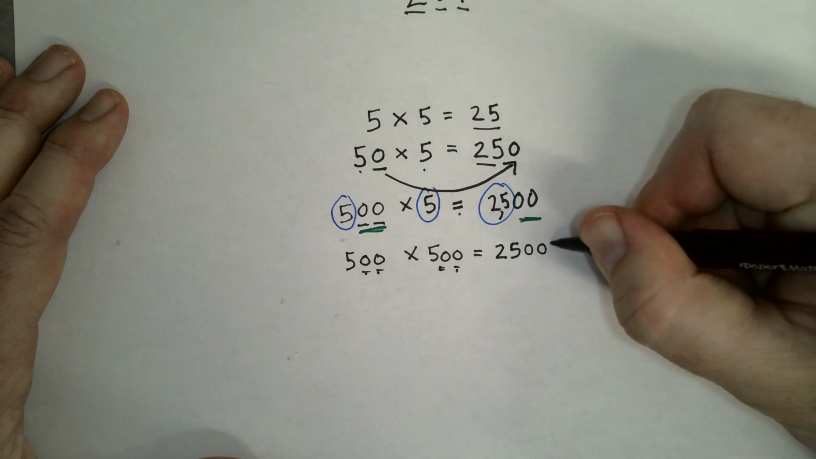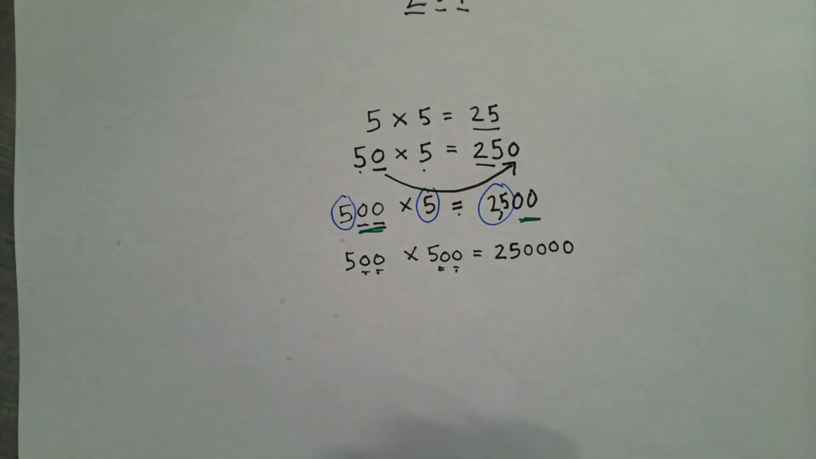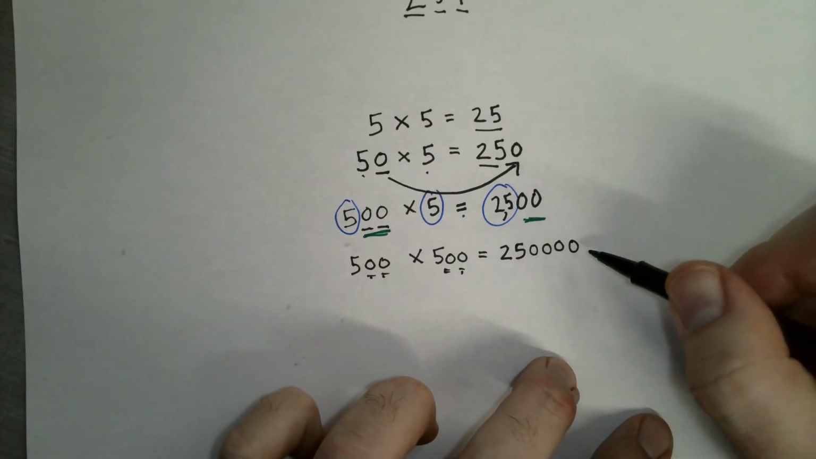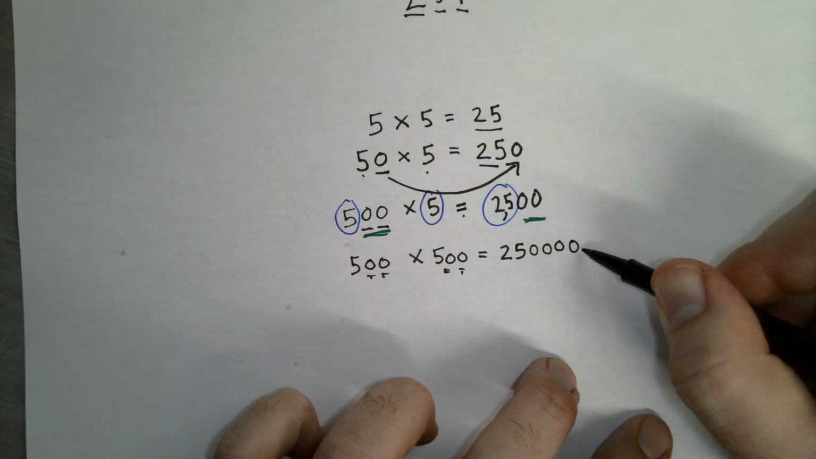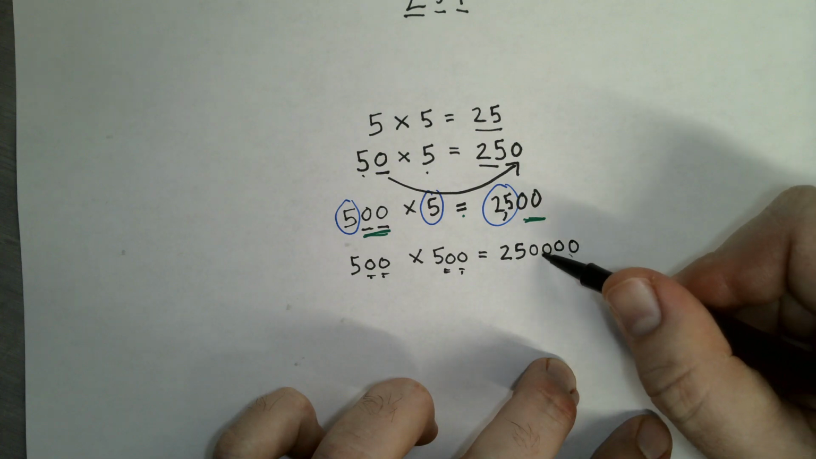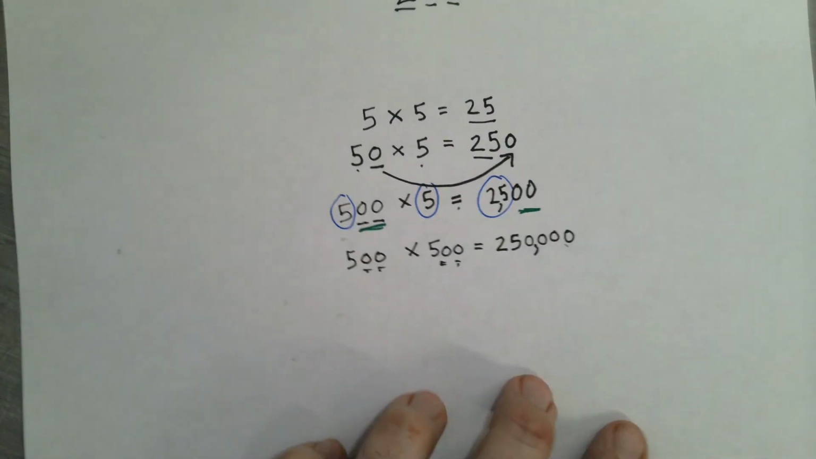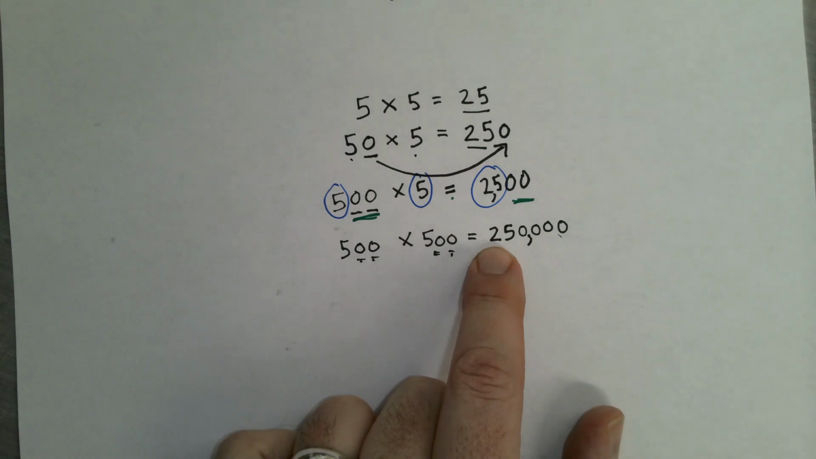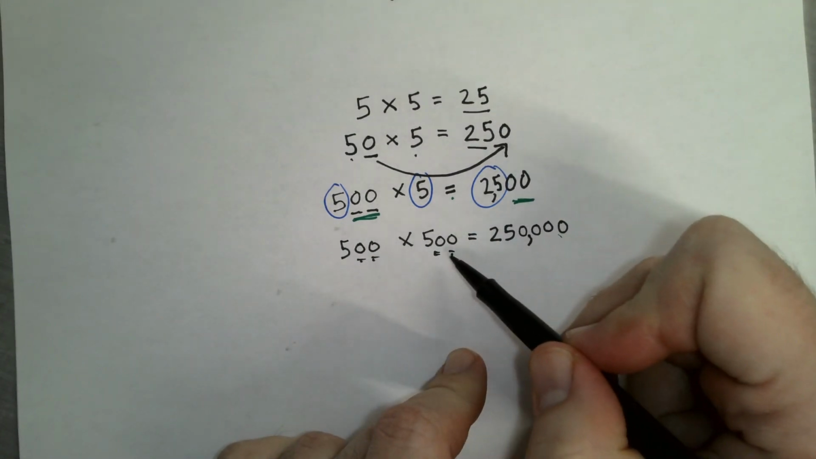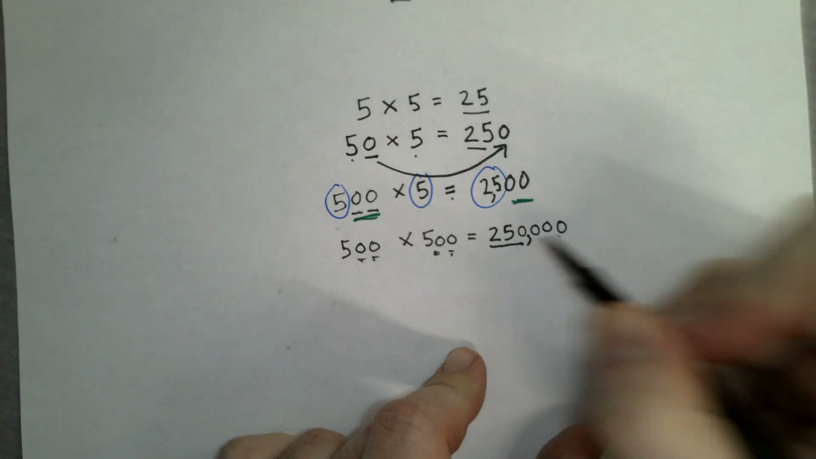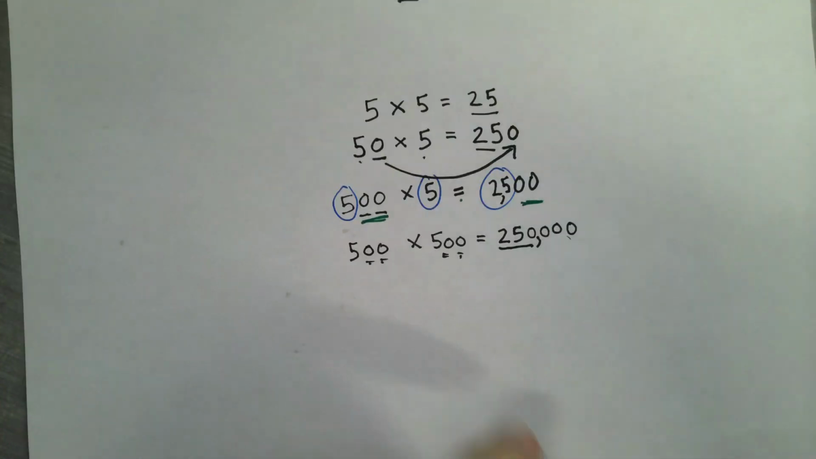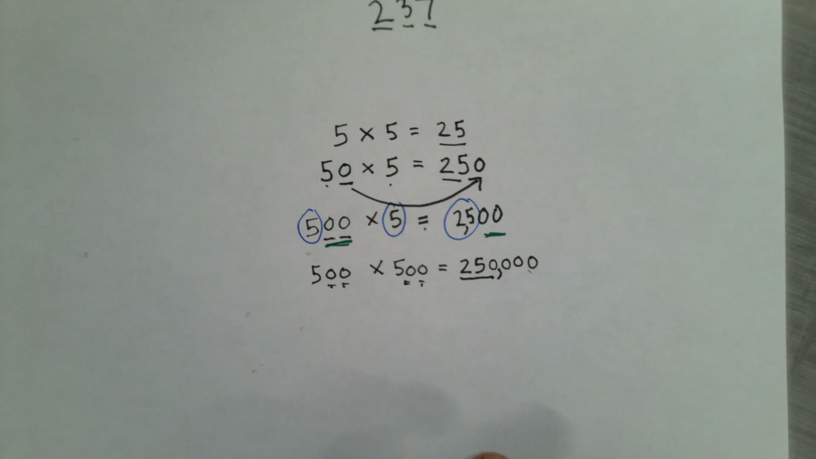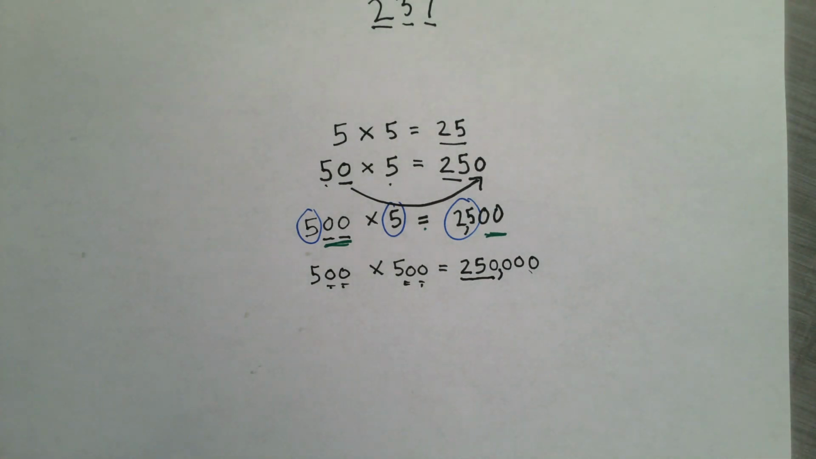1, 2, 3, 4. And it can be a little tricky to read numbers that have that many digits in them, so I would always remember starting here on the right, count back 3 places. 1, 2, 3. Right here between the hundreds and thousands place, we'll put ourselves a comma so that we know that we can read that number much more easily. 500 times 500 equals, can you read this with me? 250,000.